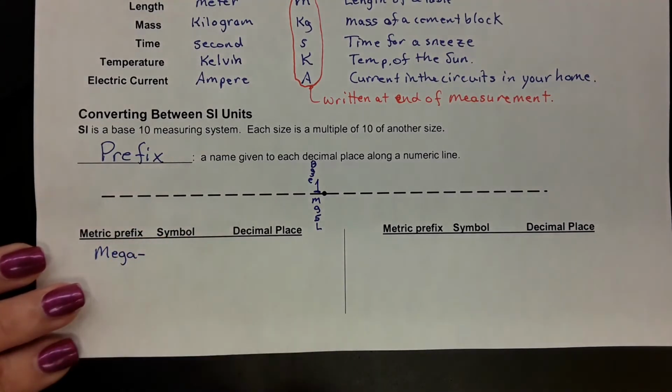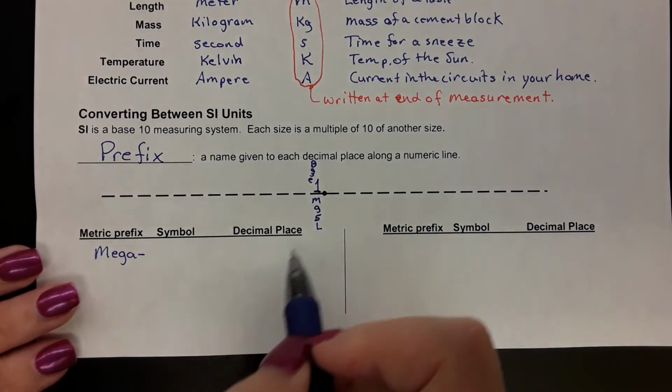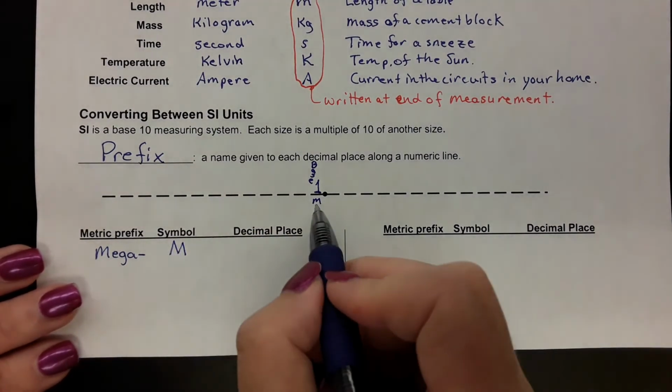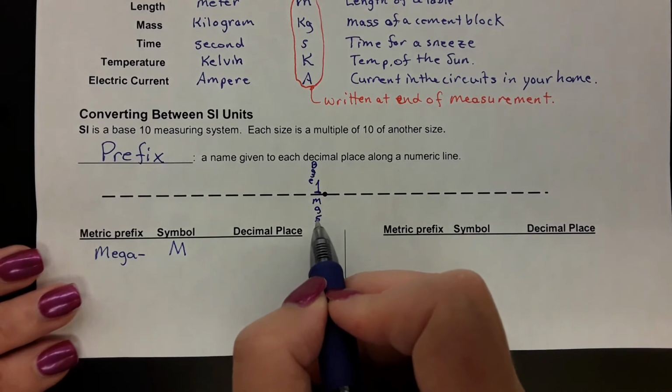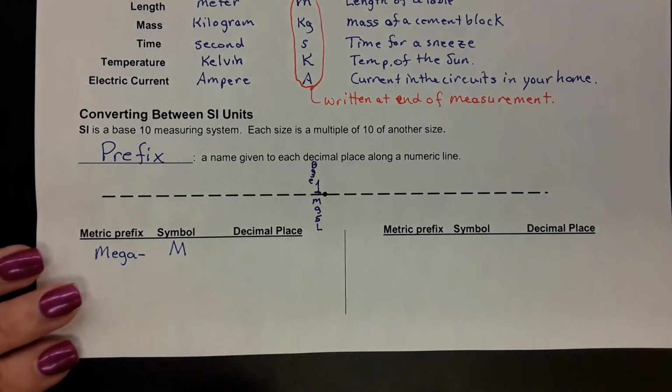Now, let's go and look at the metric prefix mega. What is mega? Well, think mega, it means big, doesn't it? So obviously mega is going to be a big amount of these base units. So the symbol for mega is a capital M. You could have a megameter, mega gram, mega second, mega liter.